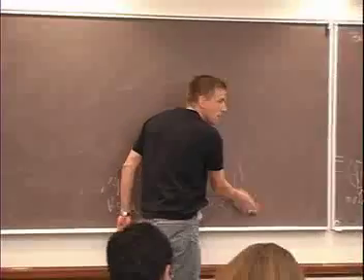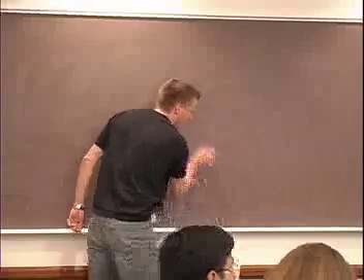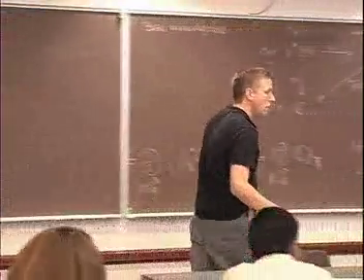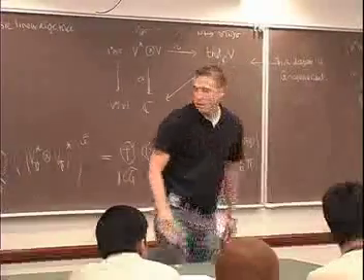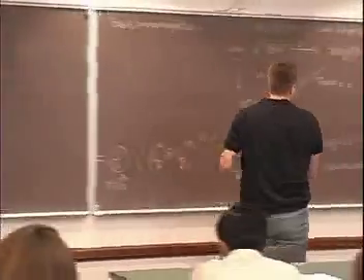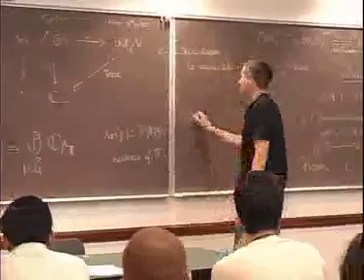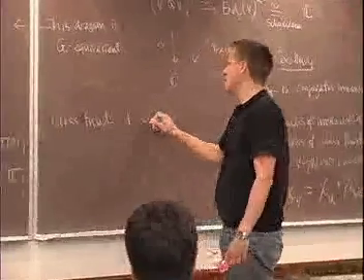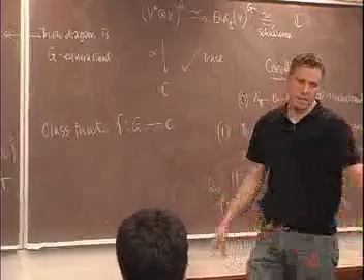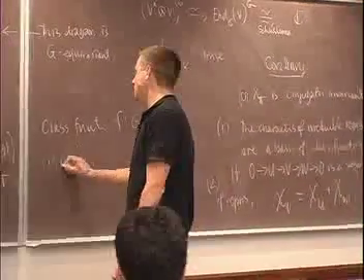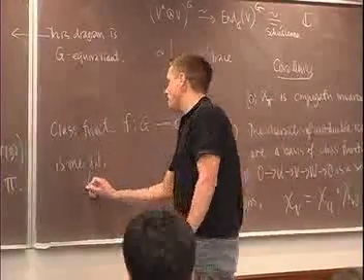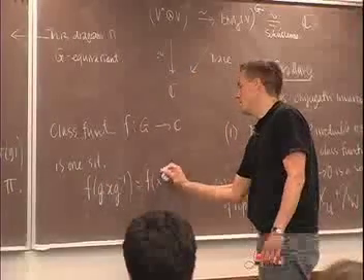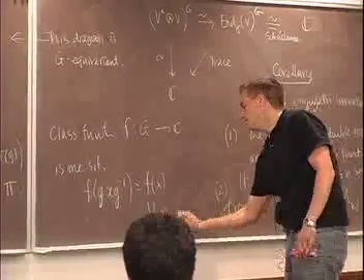Could you remind me about the class functions? Okay, the definition was written down. I just erased it, unfortunately. So a class function f from G to C is one that's constant on conjugacy classes. So it's one such that f of g x g inverse equals f of x for all x and g in G.